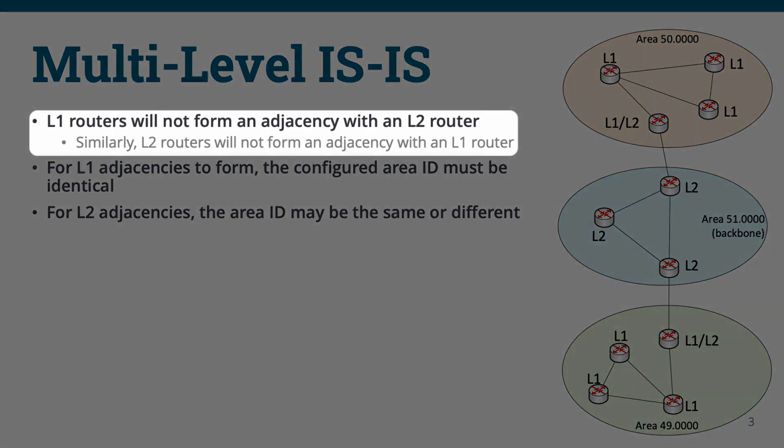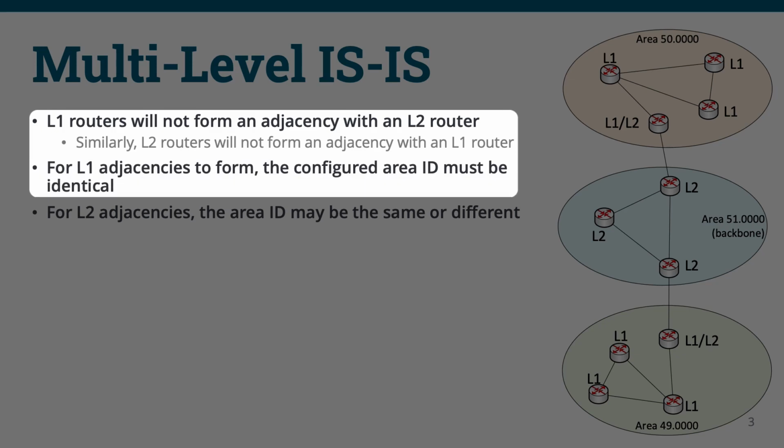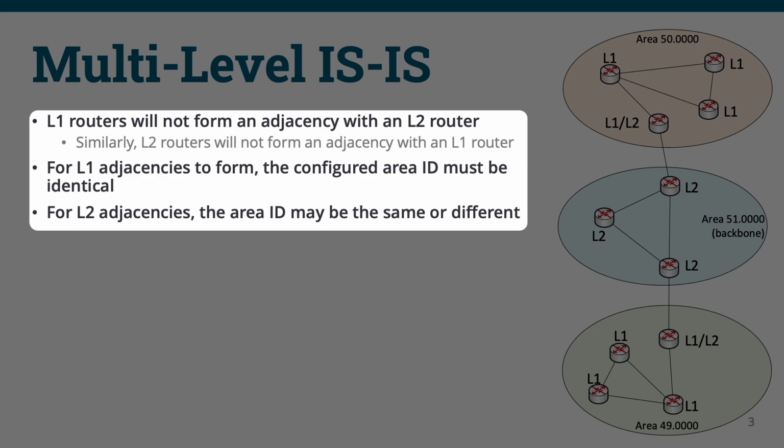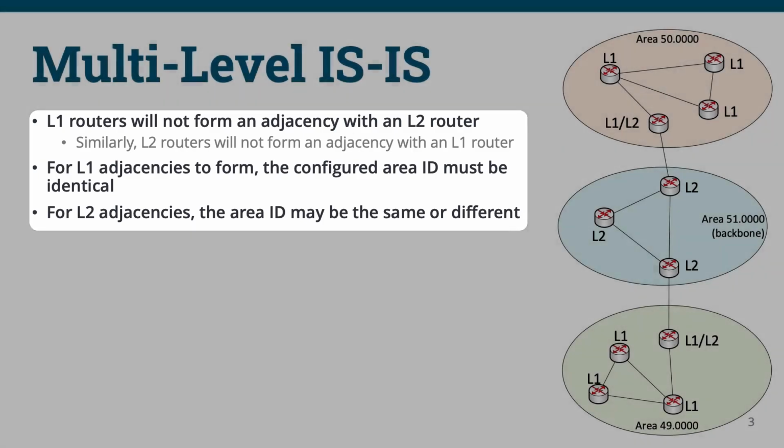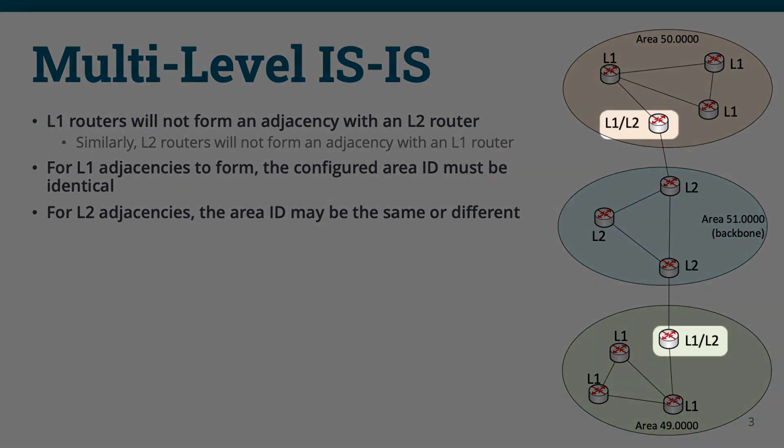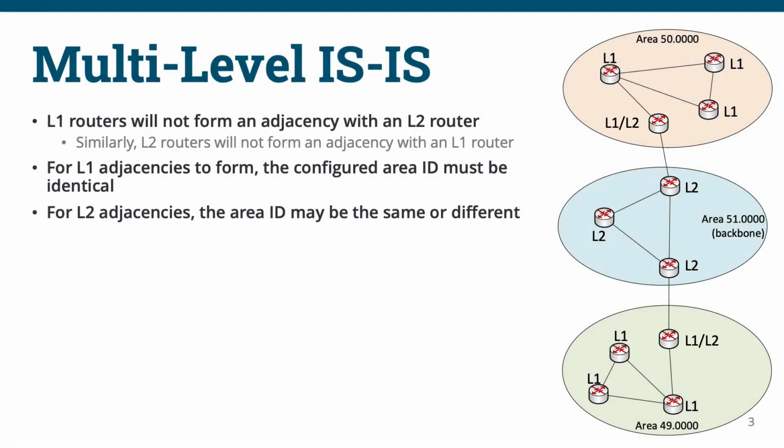As we see here, Level 1 routers will not form an adjacency with a Level 2 router, and vice versa. Level 1 adjacencies cannot cross area boundaries, and although Level 2 adjacencies can cross area boundaries, they are not required to do so. A router can also function as both a Level 1 and Level 2 router. As we'll see in a later lesson, each interface on an IS can be configured to originate either L1, L2, or both L1 and L2 IIH PDUs.